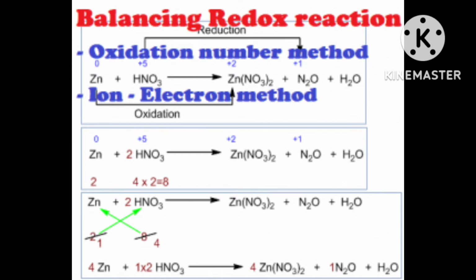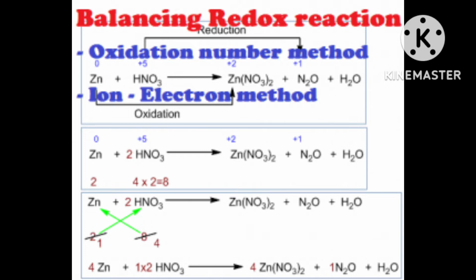Then you multiply the 3 with the reduction. The reduction side has 2 electrons, so 3 into 2, and you multiply the oxidation side with 2. Then now it becomes 6 electrons. Then you can cancel easily. This process is common. Okay, you have to do it.